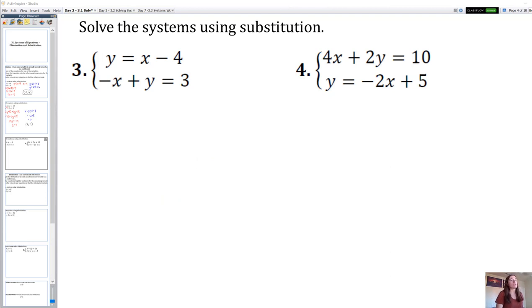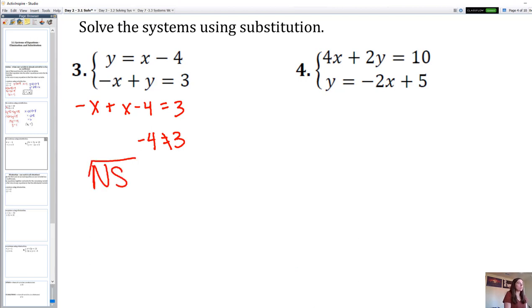Let's do some more examples of solving by substitution. Number 3, we've already got y by itself in that top equation, so I'm going to substitute that in for y in the other equation. That means we have negative x plus x minus 4. You can put this in parentheses if you want, or not. Since we're adding it, it won't make a difference. Equal to 3. Combining like terms, we have negative x plus x, which is 0x, minus 4 equals 3, but this is not a true statement. So that means since this does not come out to be a true statement, there is no solution to this system.